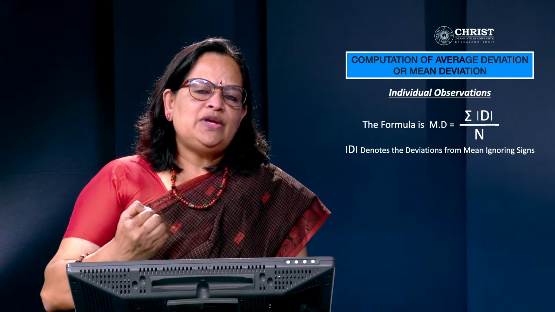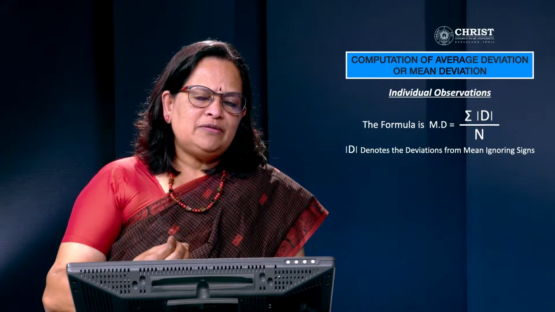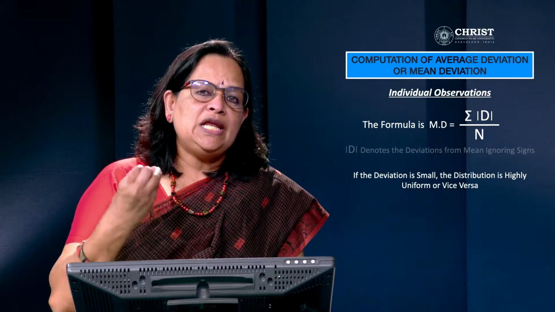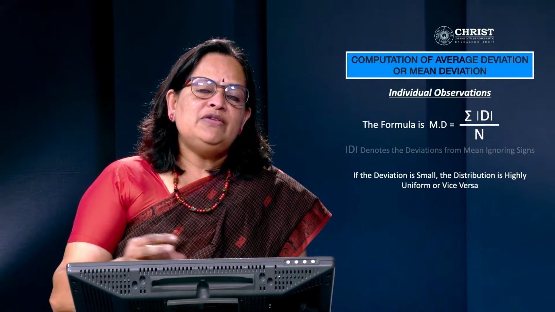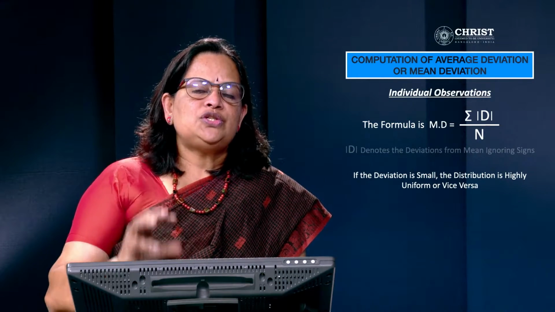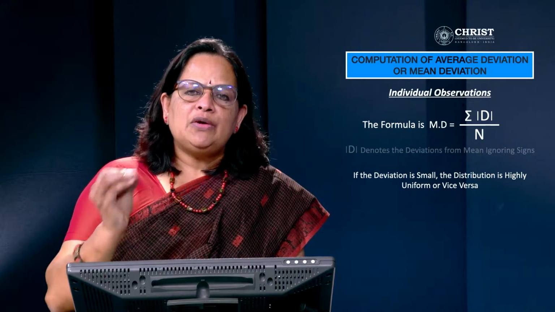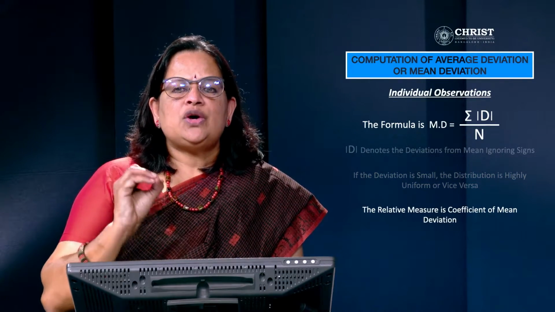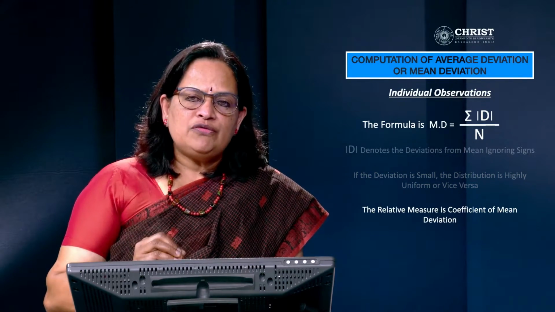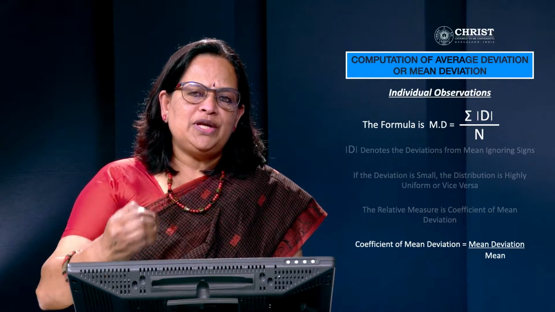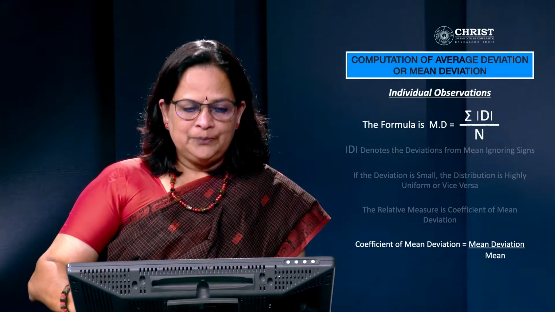We have to remember that if the calculated value of mean deviation is small, the distribution is highly uniform. But if the deviation is high, then the distribution is not at all uniform. That is how we will interpret the data. The relative measure of mean deviation is the coefficient of mean deviation, calculated as mean deviation divided by mean, because we are computing the deviations using mean.